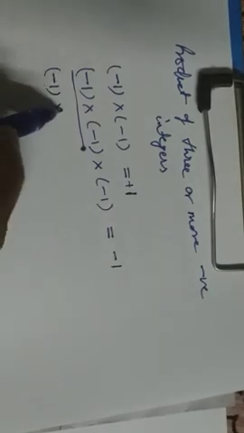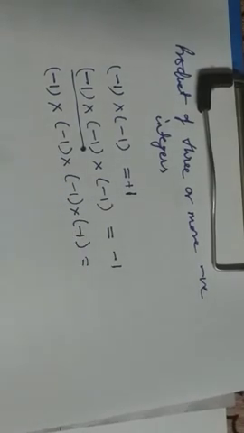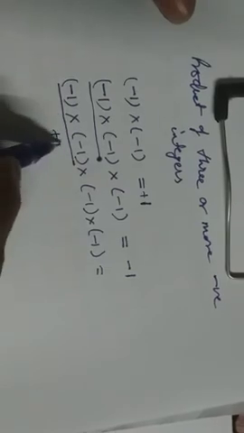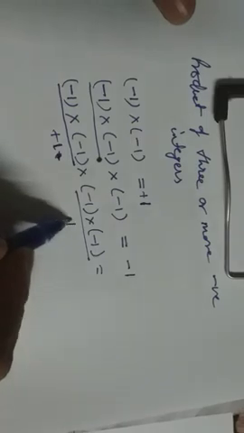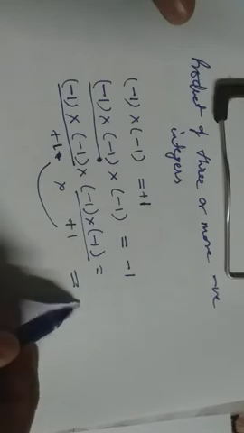Then take minus 1 into minus 1 into minus 1 into minus 1, four negative numbers. You can see minus 1 into minus 1 will become plus 1, and this minus 1 into minus 1 will become plus 1, and when you multiply these two positive numbers, the result will be plus 1.